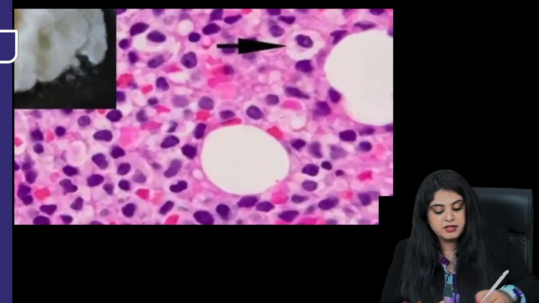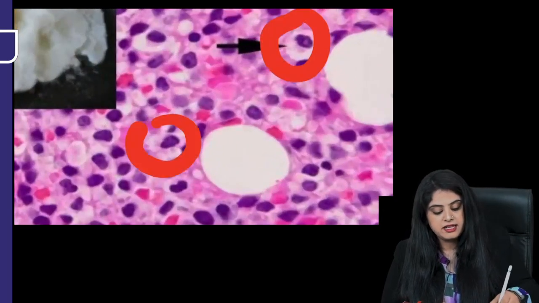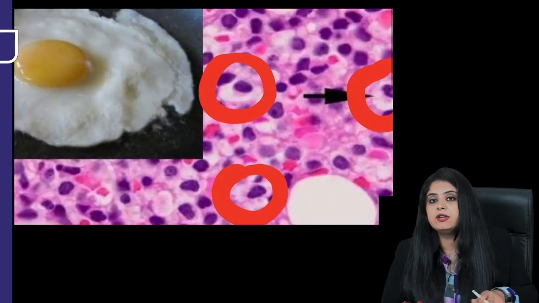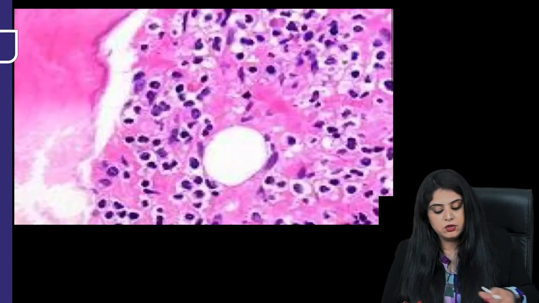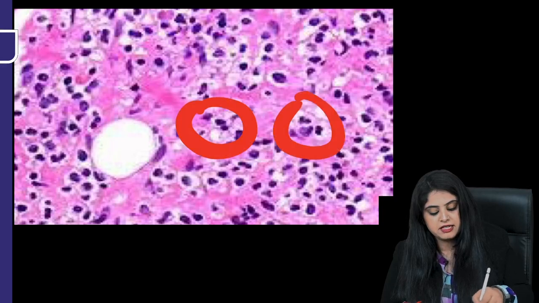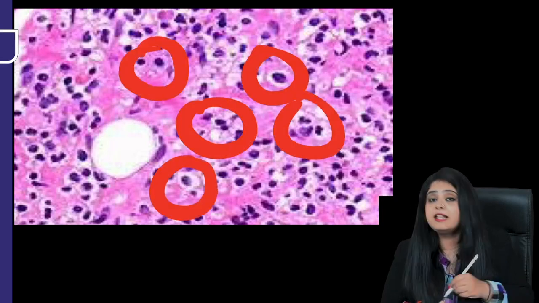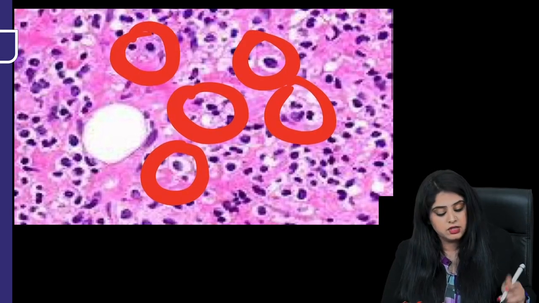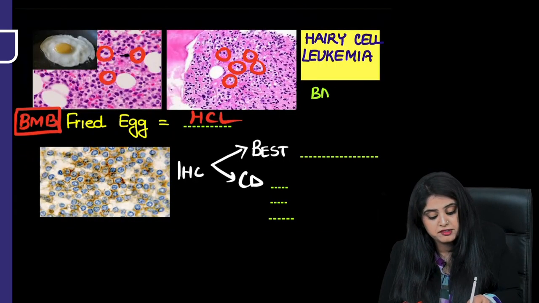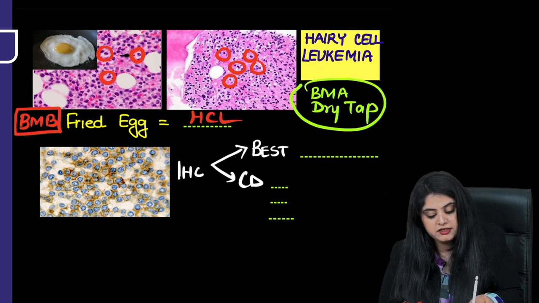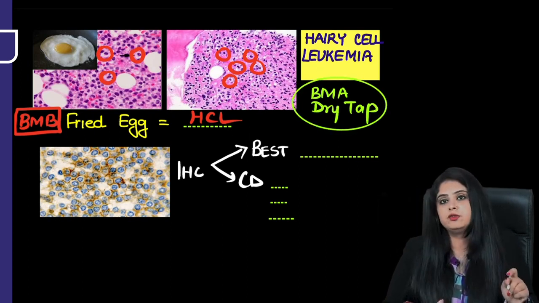So you can see there will be a white area around every cell. Every cell will have a white area around it, just like a fried egg. Similarly, look over here also, every cell has a white area around it. Fried egg appearance on a bone marrow biopsy. Why am I emphasizing? Because bone marrow aspirate pe kuch nahi aata. Bone marrow aspirate is a dry tap. Bone marrow biopsy shows you fried egg appearance.